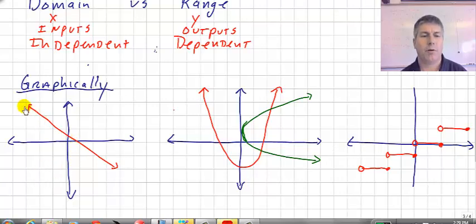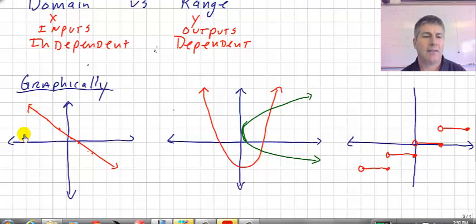Well, on this particular line, I can input any fraction for x, and I'm going to get an output on the line. So if I input 1, it looks like here I output 0, a y. So that looks like the ordered pair (1, 0). So I've got all sorts of ordered pairs on the line.